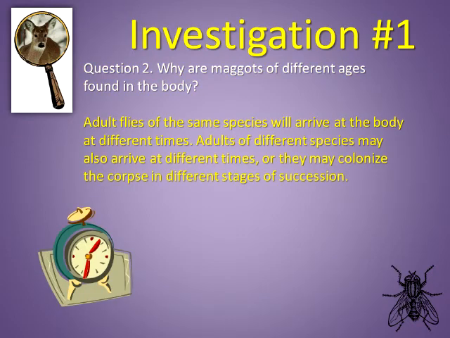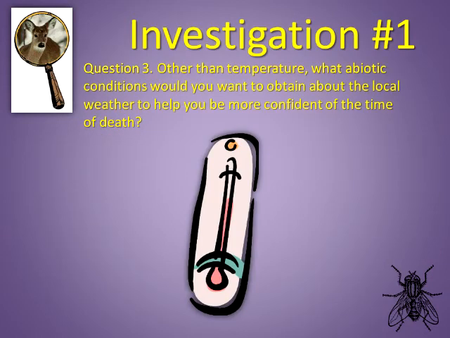Adult flies of the same species will arrive at the body at different times. Adults of different species may also arrive at different times, or they may colonize the corpse in different stages of succession. Question 3. Other than temperature, what abiotic conditions would you want to obtain about the local weather to help you be more confident of the time of death?